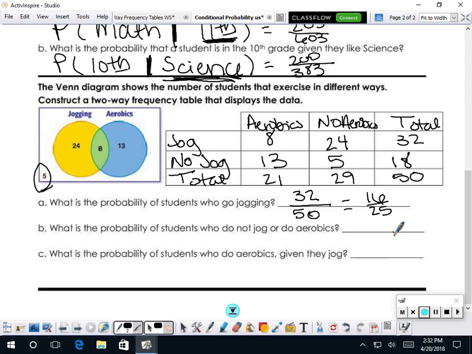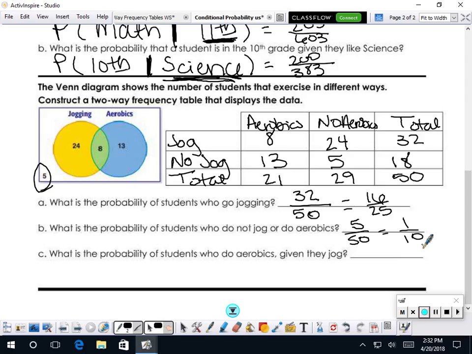Question B asks, what is the probability of students who do not jog or do aerobics? Okay, so these are the 5 who do nothing. So 5 out of 50 reduces to 1 out of 10. So A and B are similar to the questions you saw yesterday.